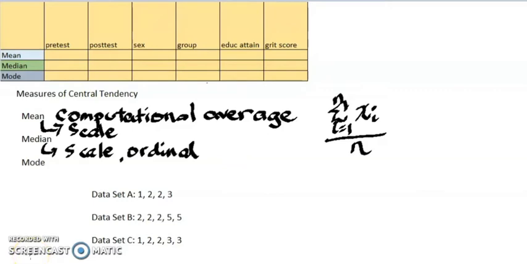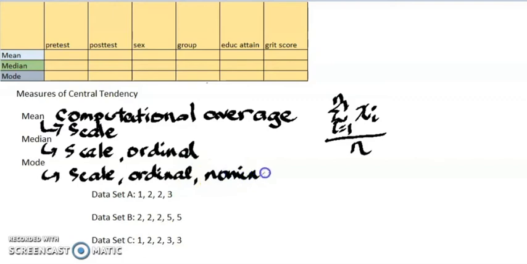The 3rd measure of central tendency is what you call the mode. Mode here is the value or the data that appears the most number of times. This is applicable for scale variables, ordinal variables, as well as for nominal variables. So for data set A, we can see that the value 2 here occurs the most number of times. So mode is 2. For data set B, we have 2 also as the mode.